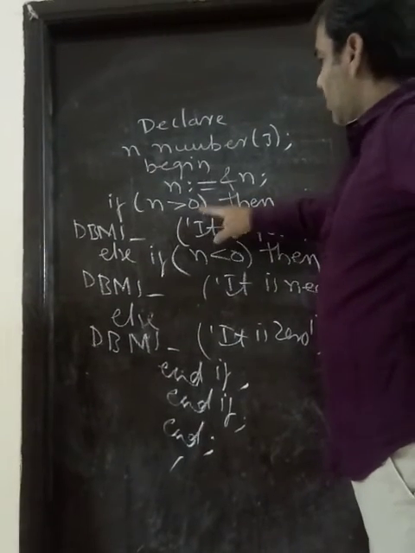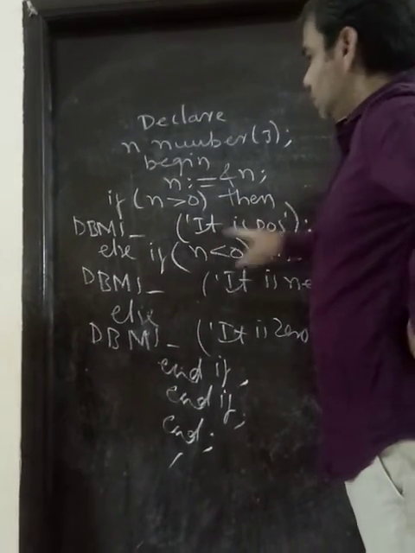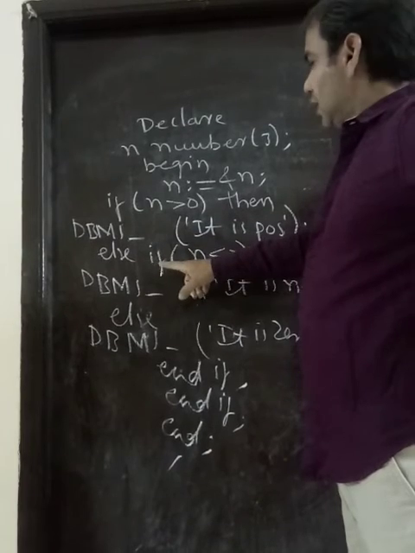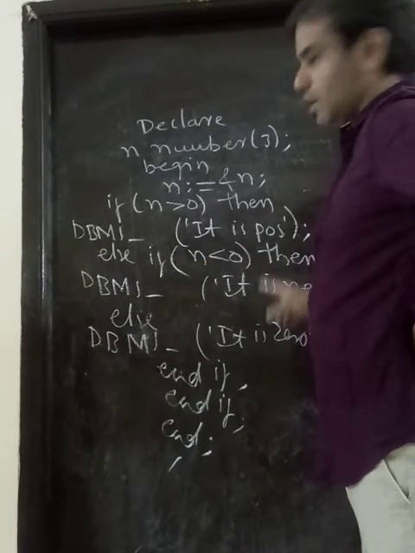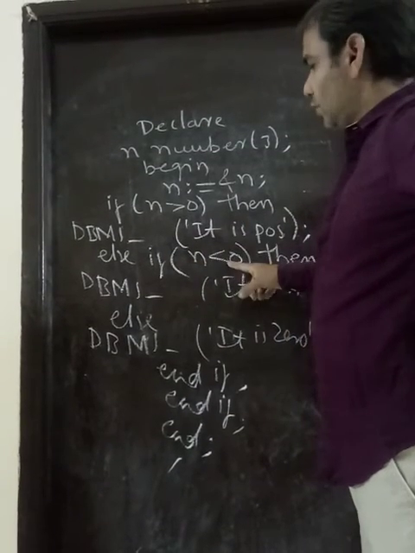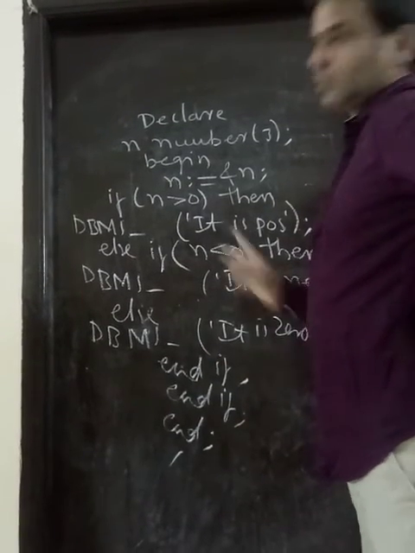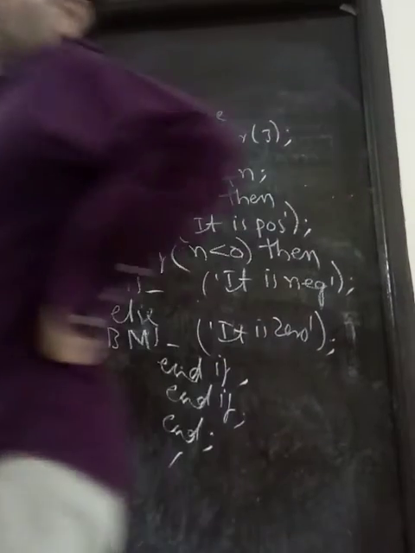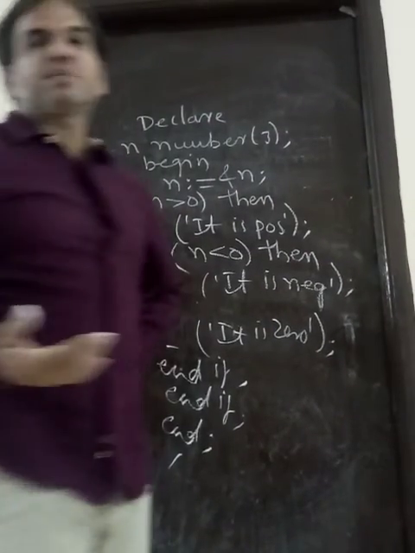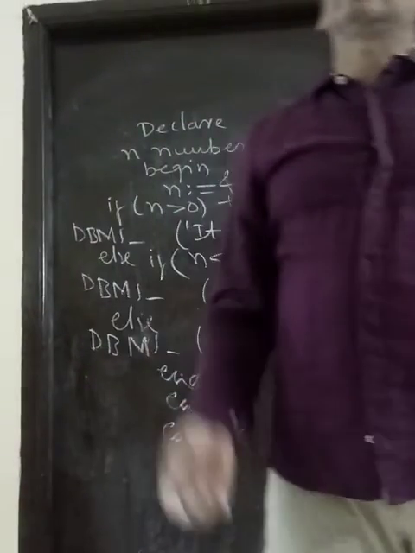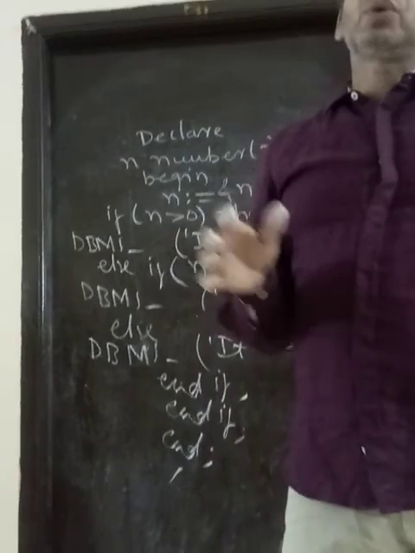Okay. If number greater than 0, it is positive. Otherwise, cursor comes to here. Else if number less than 0, it is negative. If 2 conditions are false, automatically cursor comes to the last else part. It will display it is 0. That is the point. And we will see maximum of 3 numbers using else if ladder, another program. Here we should use AND operator. Okay. Right.